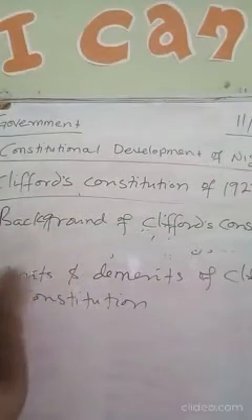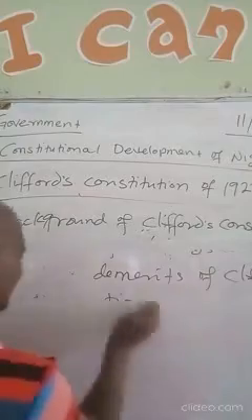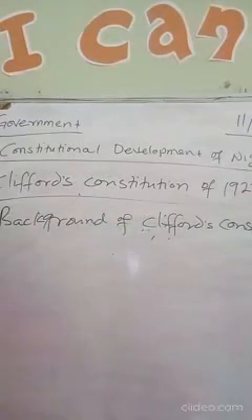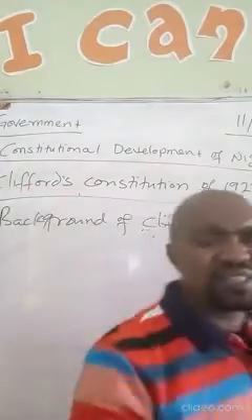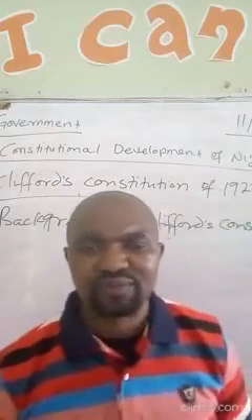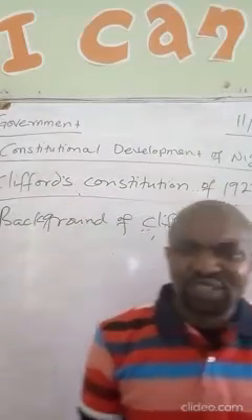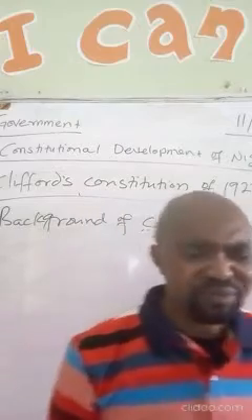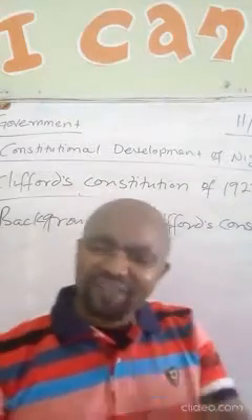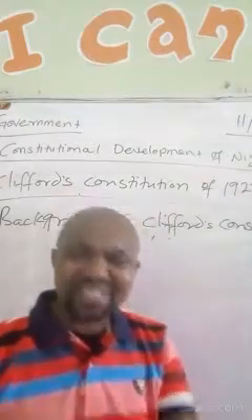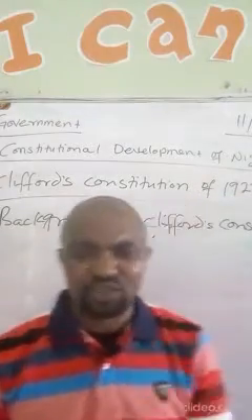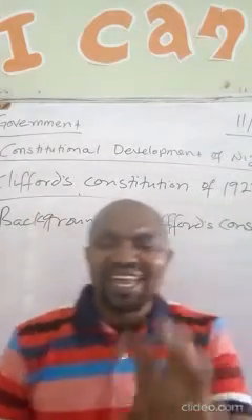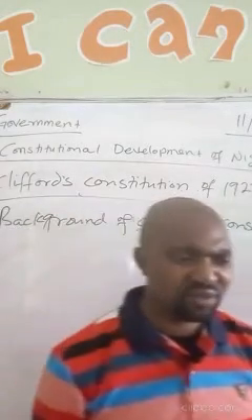So now, what is the nature of the Clifford Constitution? What did he introduce that is different from the Lugard's Constitution? So we are going to look into this. It's still within the background of his constitution. Now, the first thing he did is he replaced the existing Nigerian Council with what we call the elective principles.